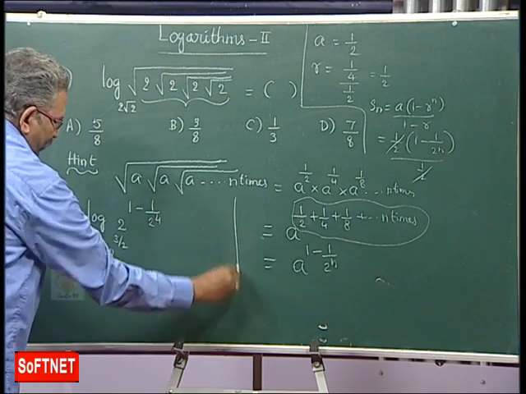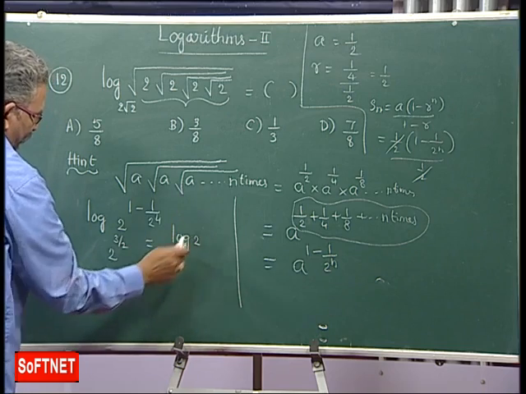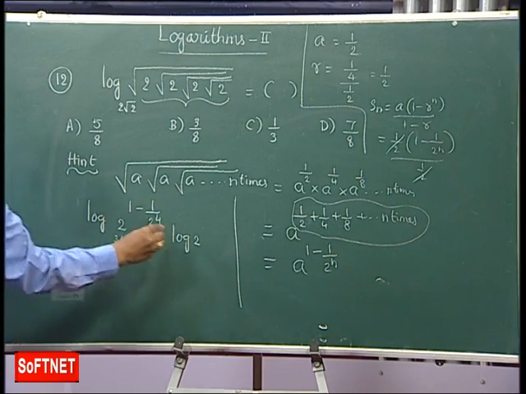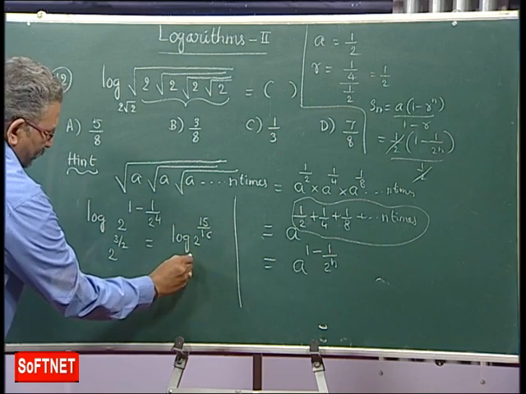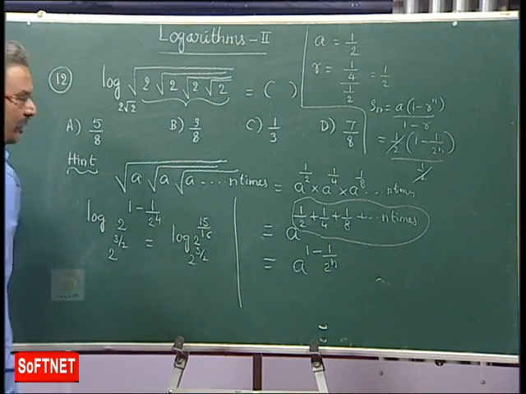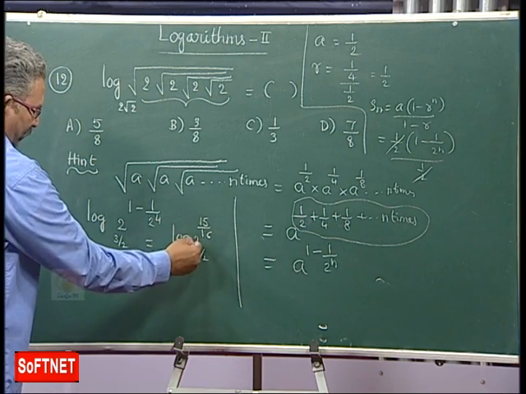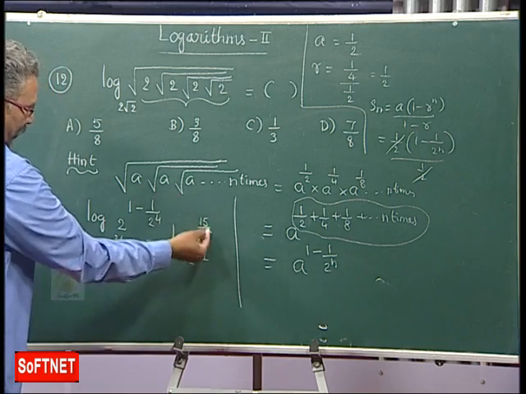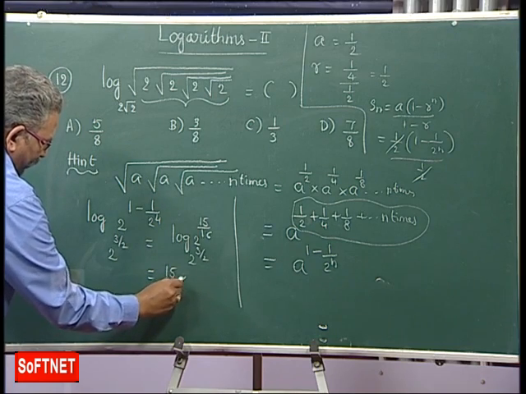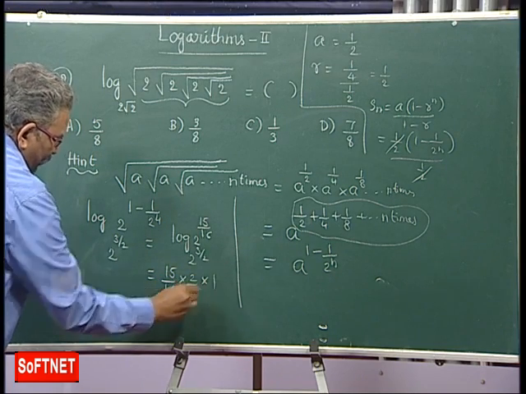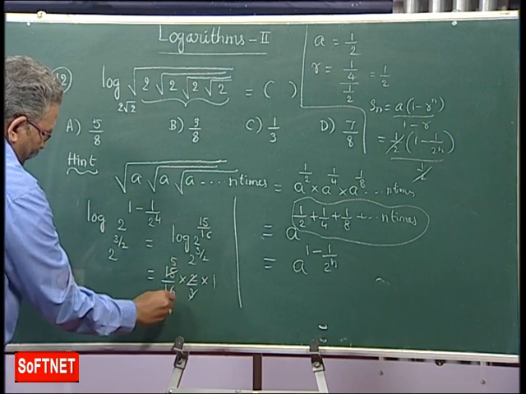Now this is equal to log of 2 to the power of 15 by 16 (1 by 16 means 15 by 16) to the base 2 to the power of 3 by 2. How to solve this problem? Log A to the power of alpha, B to the power of beta, gives alpha by beta. So 15 by 16 multiplied by 2 by 3, log 2 base 2 is 1.